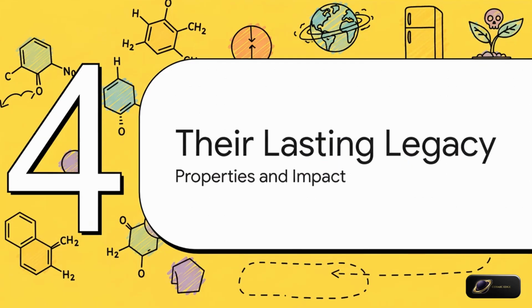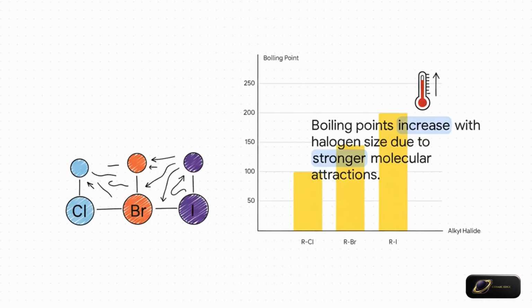Okay, we've seen how they're made and how they react. Let's circle back to where we started and talk about their real-world legacy, their properties, their uses, and their impact on our planet. Take a basic physical property, like boiling point. If you keep the carbon chain the same, the boiling point goes up as you go down the periodic table, from chlorine to bromine to iodine. Why is that? It's because as the halogen atom gets bigger and heavier, those weak forces between molecules, the van der Waals forces, get stronger, making them stick together more tightly.